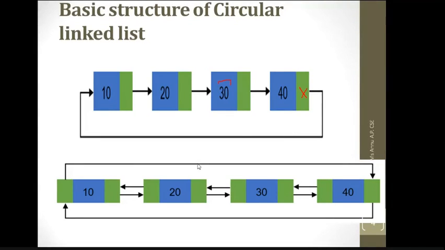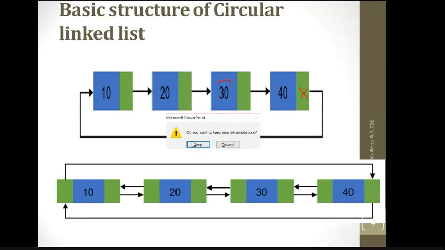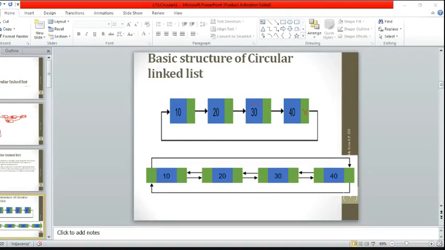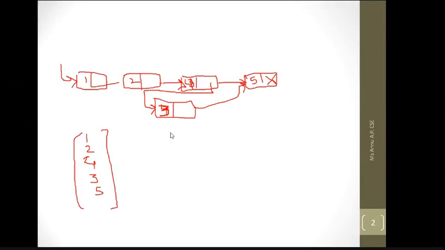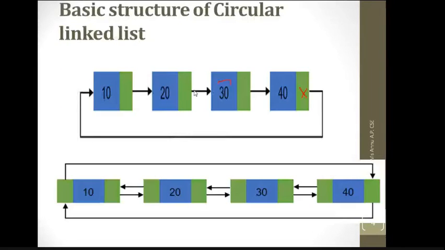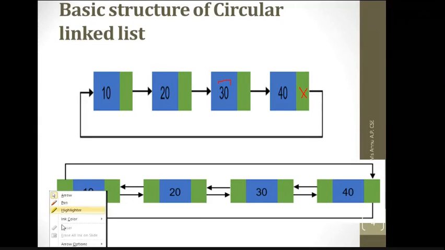Okay, so circular linked list can be further classified or categorized in two ways, as singly and doubly circular linked list. Okay, so in singly circular linked list, each node has the address of its next, means each node has a single address. But in doubly linked list, each node has the address of its next and previous nodes both, means each node has a double address.